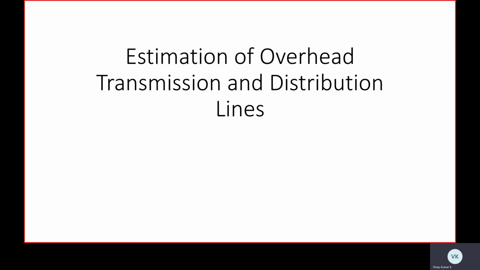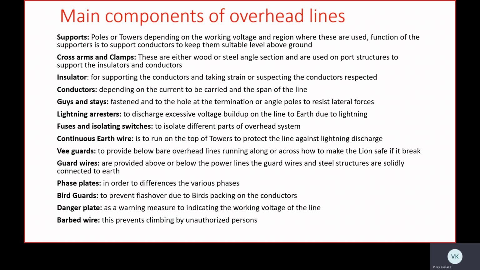Today in this session, we are going to study the main components of overhead transmission and distribution lines, and how to estimate them. First, we have to check the main components of overhead transmission lines. In our day-to-day life, we have seen many overhead transmission lines and distribution lines, which are combined called overhead lines. So, what are the main components that we have to place in overhead line systems, and how to estimate them? First thing is supporters.